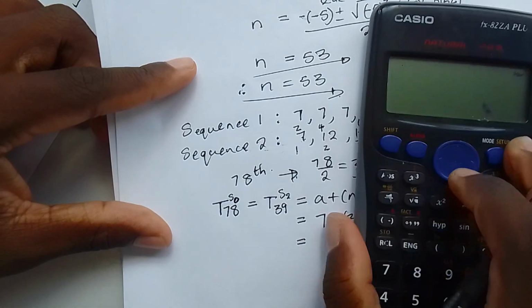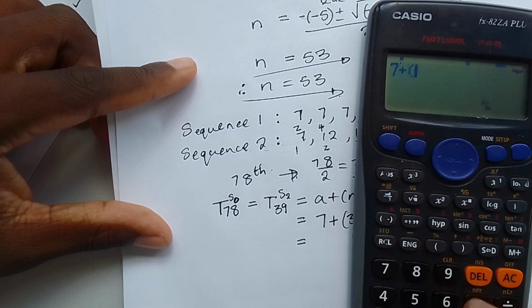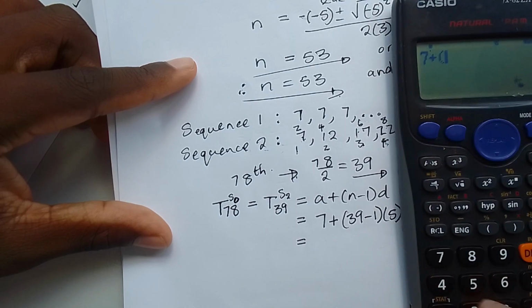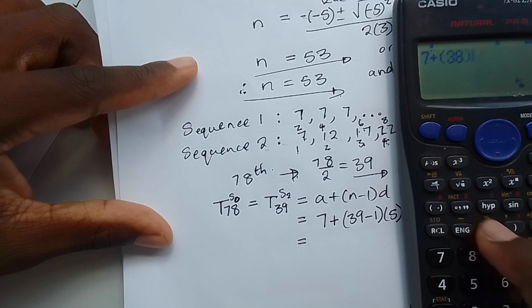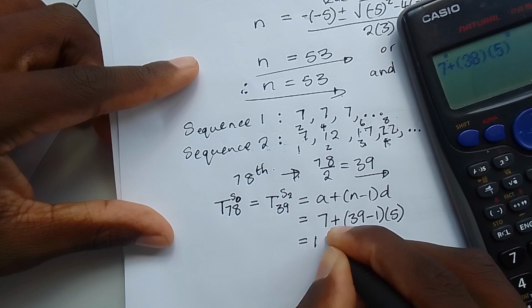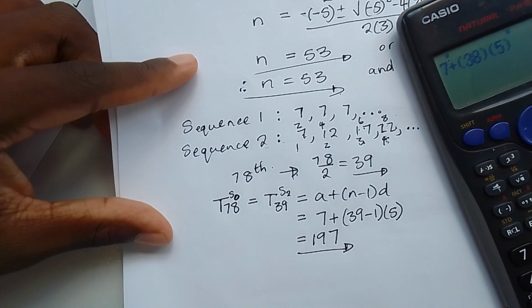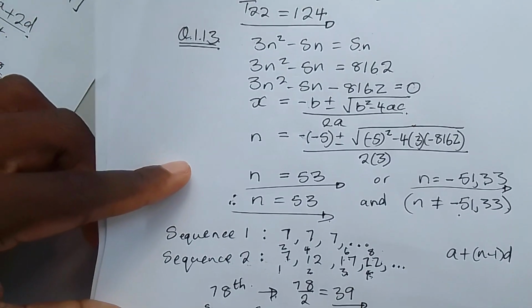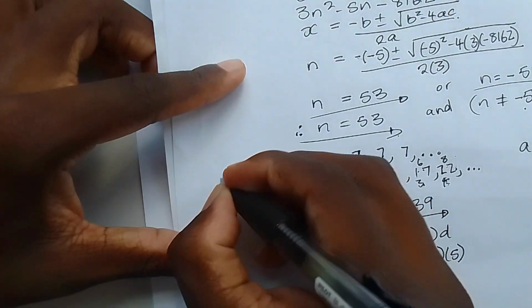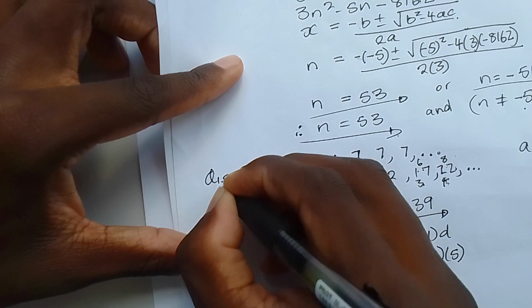Let us find the answer. 7 plus (39 minus 1, which is 38) times 5, which is 197. That is your final answer. Oh, this is question 1.2.1.